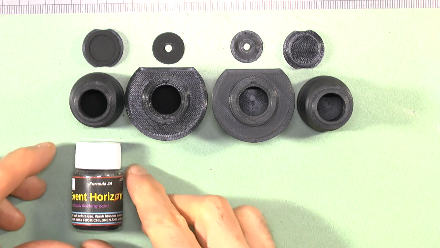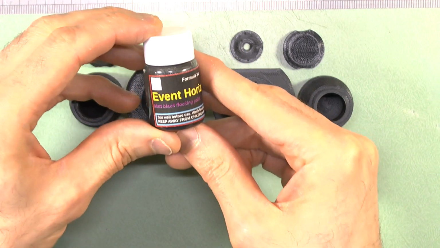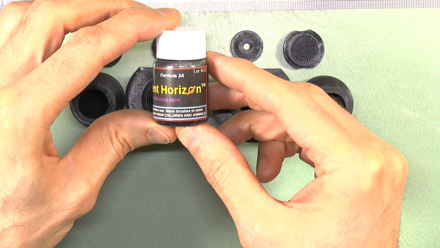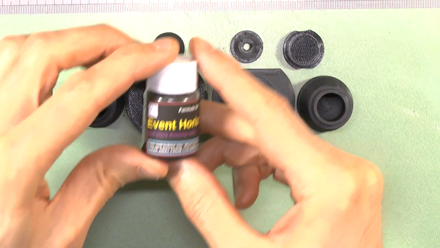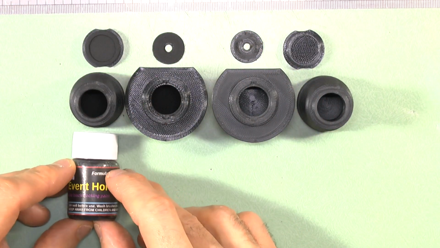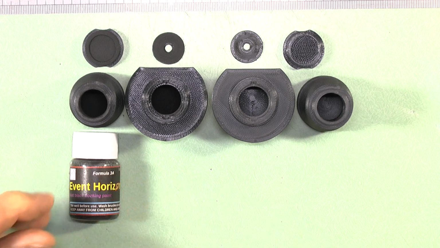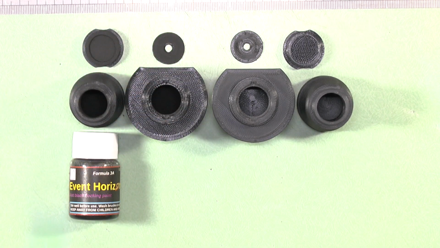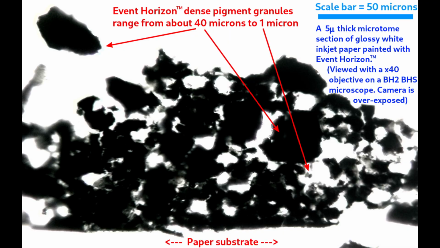For flocking, I use Optarch Event Horizon flocking paint. This is formulated with a high density of carbon and polymer pigments of various sizes to scatter and absorb not only visible light, but also infrared. This is a microscope image of a thin cross-section of some glossy white inkjet paper painted with Event Horizon to show the range of size of pigment granules that scatter light in all directions.